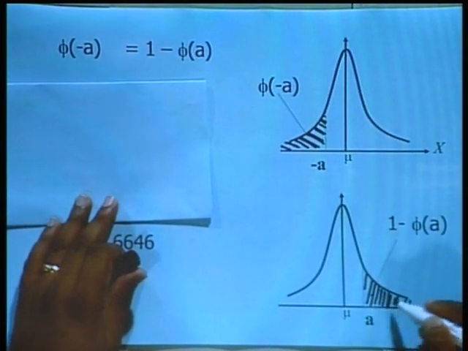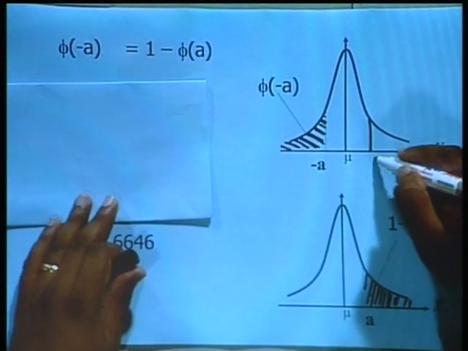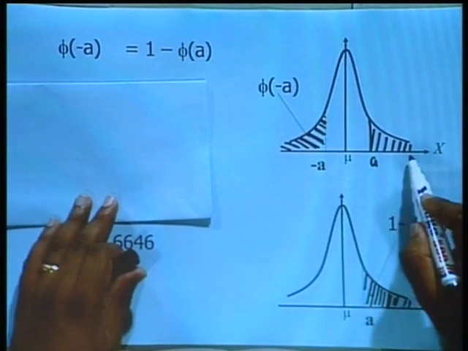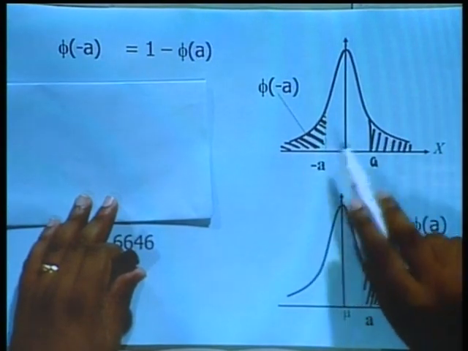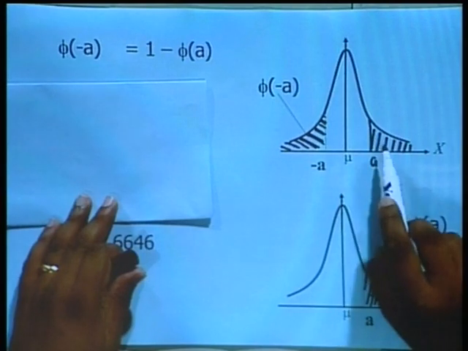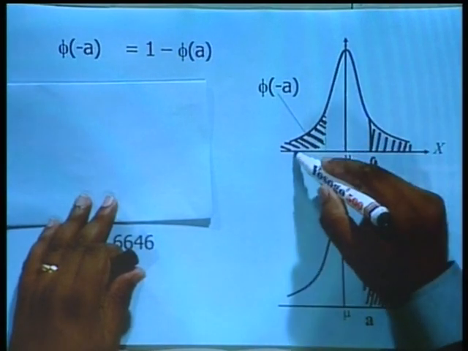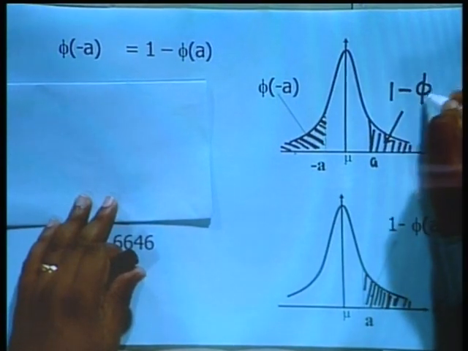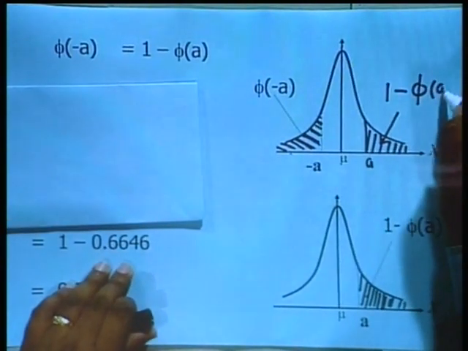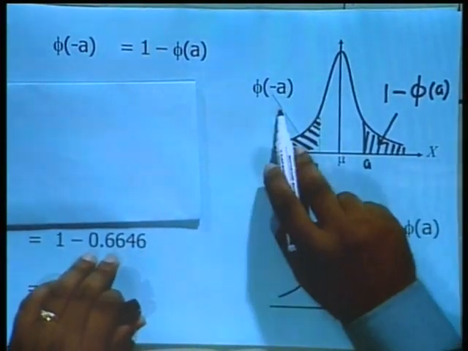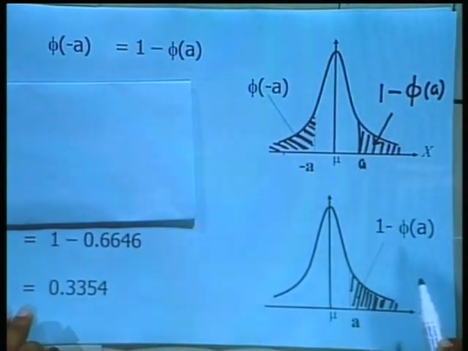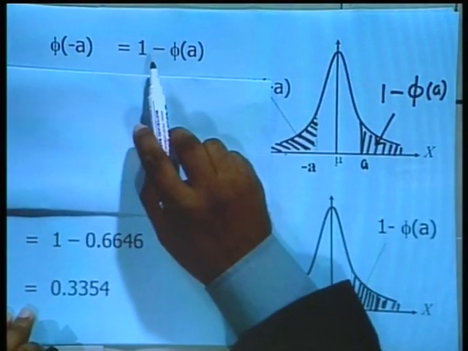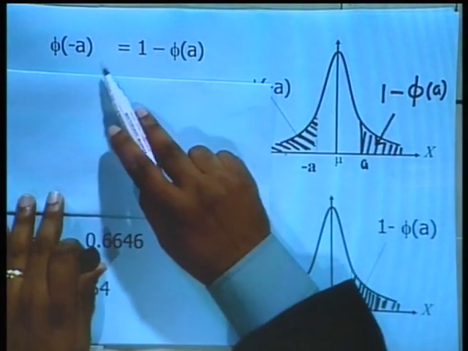Phi of minus a will be equal to the area on the right of z equal to a. These two areas will be equal by symmetry, which means phi of minus a must be equal to 1 minus phi of a. So phi of minus a is equal to 1 minus phi of a. This is the formula that we will be using in order to evaluate phi of negative values of z.